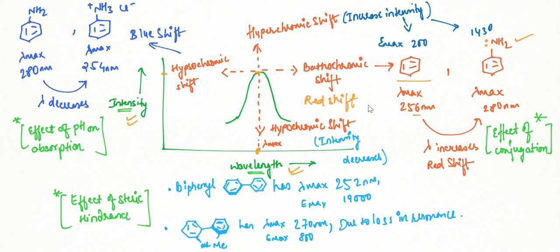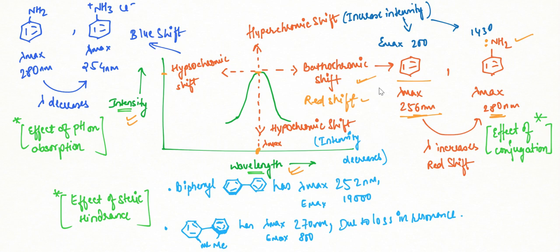Because the lambda, let's say the wavelength, is going towards red. So if the lambda is increasing, we call it the bathochromic shift or the red shift. Just now we have talked about the addition of an auxochrome and how it is affecting. So addition of the auxochrome is going to increase the lambda max, and it is called a bathochromic shift.